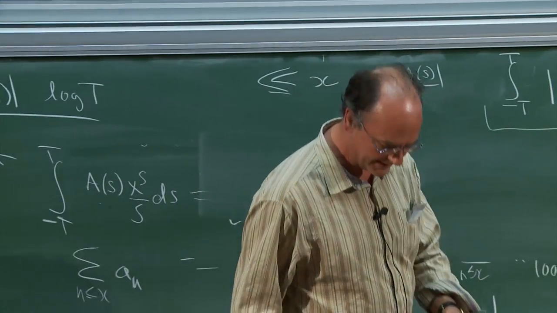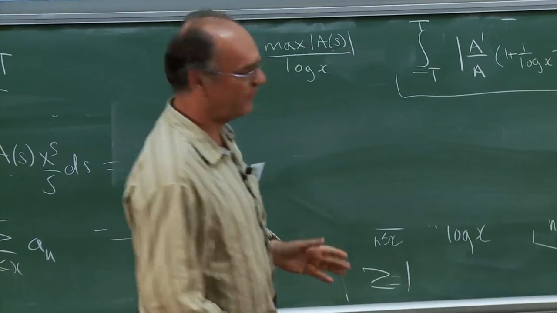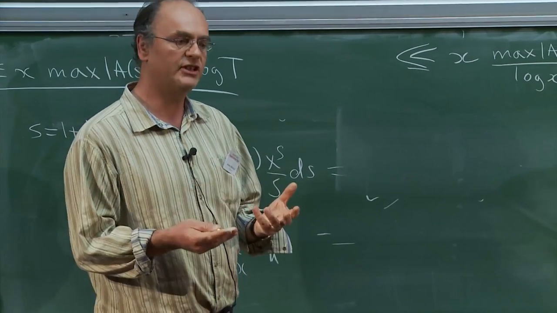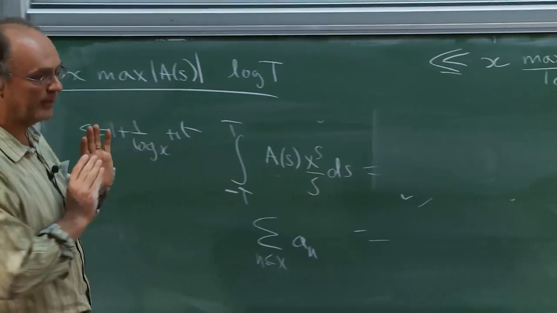This is going to come in now. So let me finish off with something fun. What we're going to do is revisit the proof of the prime number theorem. We're going to do it to the right of one.